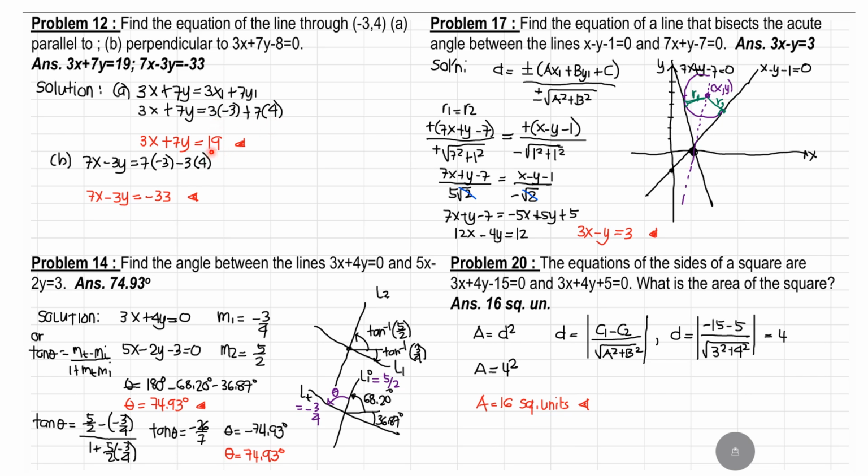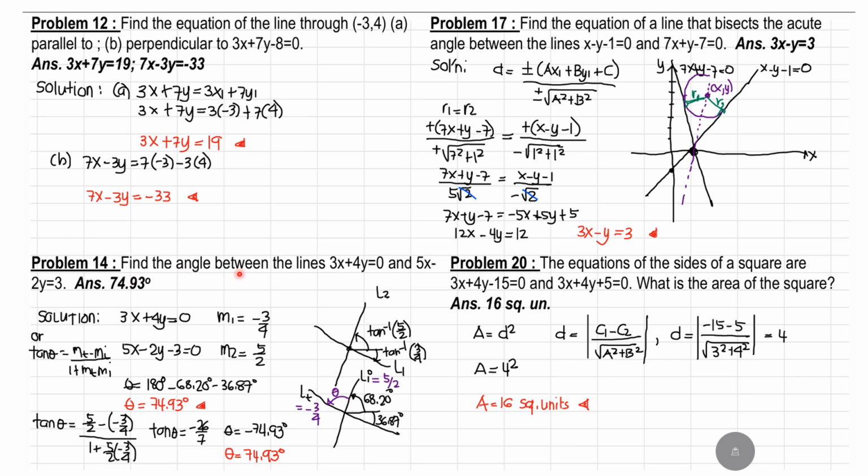For perpendicular lines, remember the technique: you interchange the coefficients and change the sign between them. So we have 7x minus 3y equals 7 times x1, 7 times negative 3, minus 3 times y1, minus 3 times 4. Simplifying, 7x minus 3y equals negative 33.